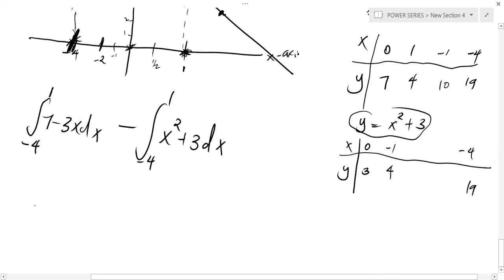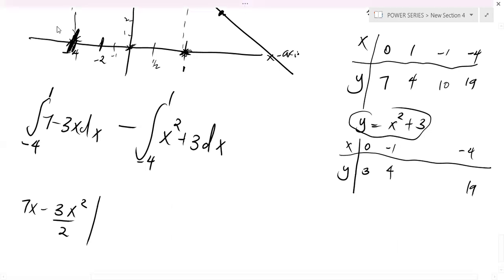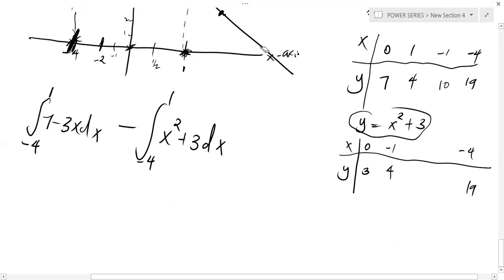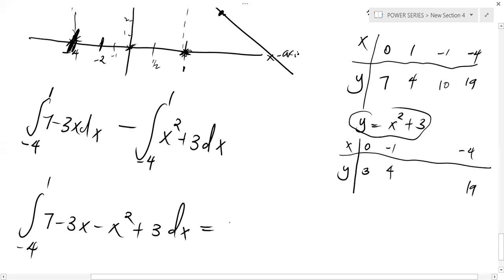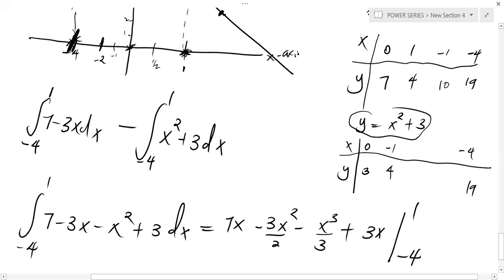Now, let's see. Integrating 7, we have 7x minus 3x squared over 2. Since the limits are the same, let's do it in a simpler way. We can put it all under one integral sign. So we can simply write the integral from -4 to 1 of 7 minus 3x minus (x squared plus 3) dx. Then let's integrate: 7x minus 3x squared over 2 minus x cubed over 3 minus 3x. The range is from -4 to 1.